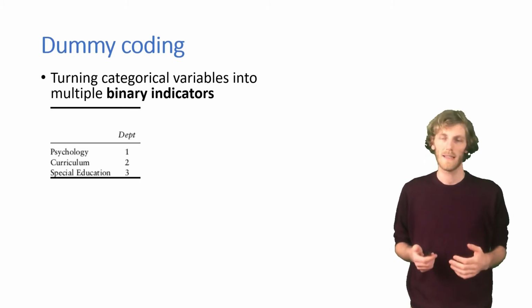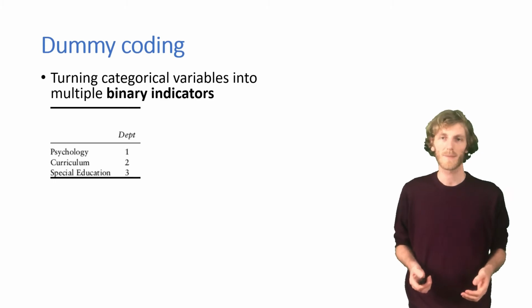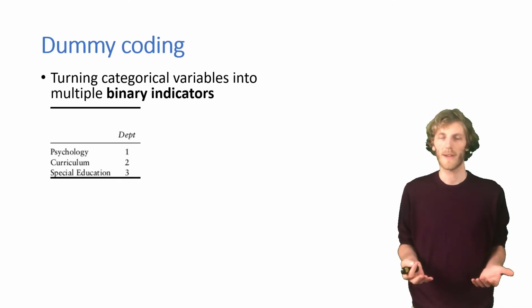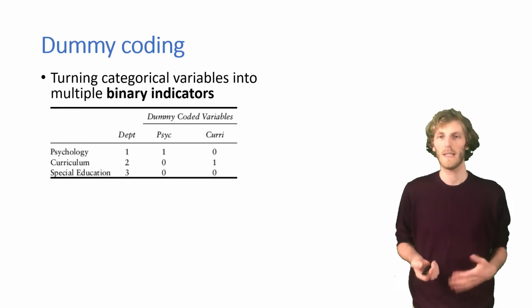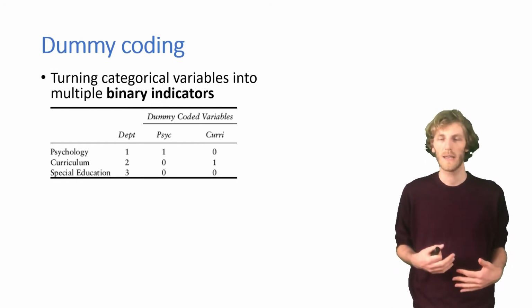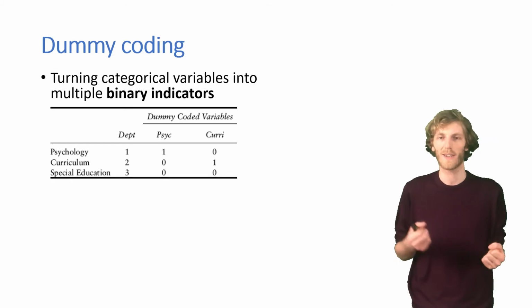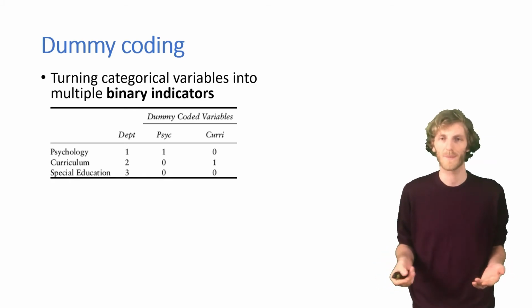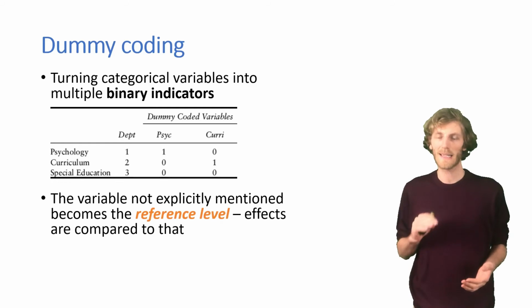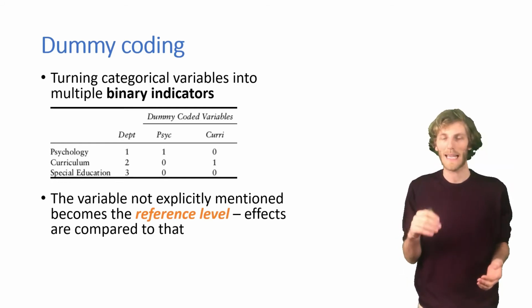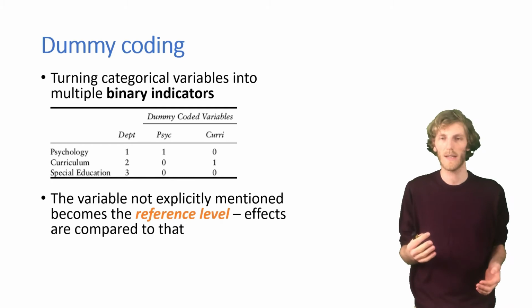If we have more than 2 possibilities, we need to use more than one indicator. So, for example, we might have a variable of a student's department with 3 answer options. Now we would need to use 2 indicators to indicate, well, is the student in psychology, yes or no? Is the student in curriculum, yes or no? We don't need a 3rd variable, since we know that there are only 3 options. So a student who is not in psychology, not in curriculum, must be in the 3rd option. But then that 3rd level becomes the reference level against which the others are compared in a regression model.